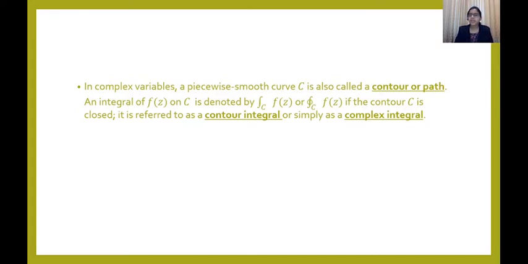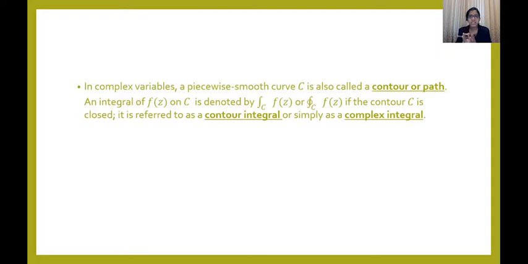So you must be really comfortable with words like piecewise smooth curve. In complex variables, a piecewise smooth curve is called a contour or a path. An integral of f of z on this C is denoted by integral over C of f of z, or integral over closed curve C of f of z if the contour C is closed. All these are the same as in the real case, except that instead of x and y we have z, where z is a complex number. This integral is referred to as the contour integral or a complex integral.